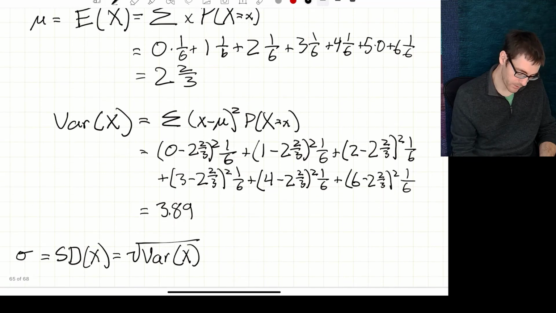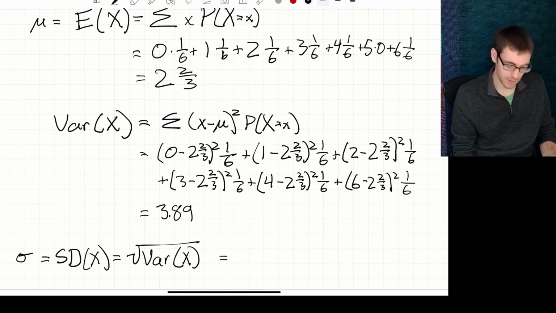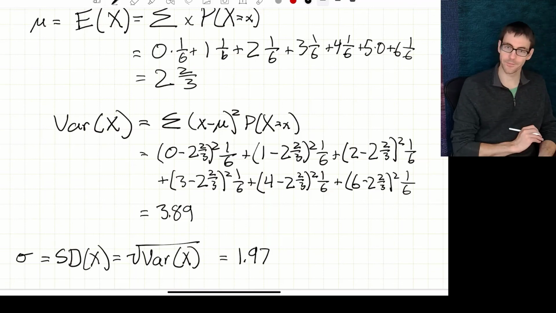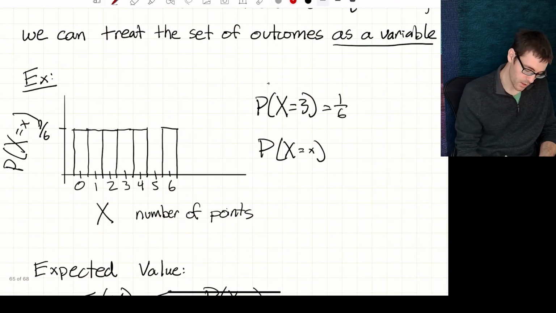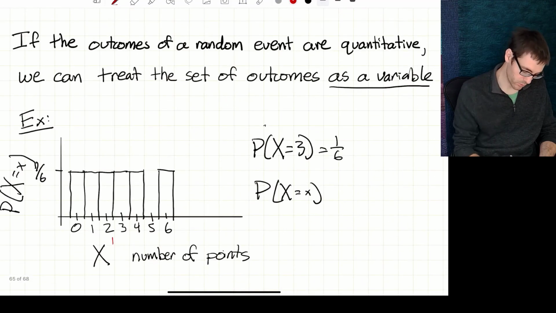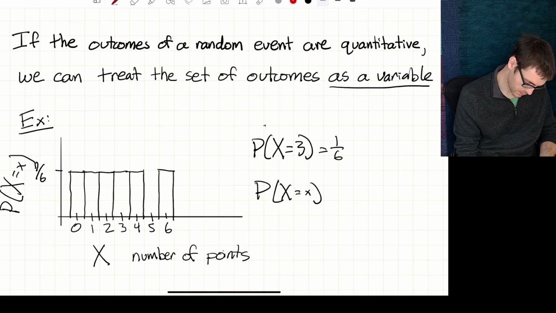So in our example here, this is going to end up being 1.97, I believe. All right, so that's telling us that the standard deviation of this distribution is 1.97. The mean was 2 2/3. So we can say that the mean is right about there, and that the standard deviation is almost 2.